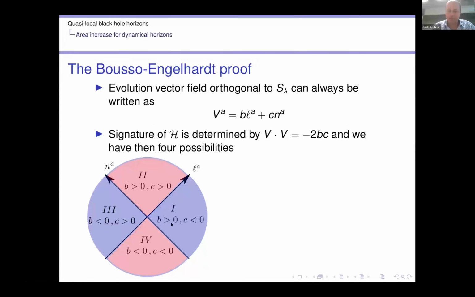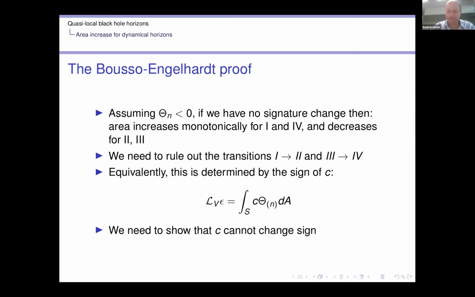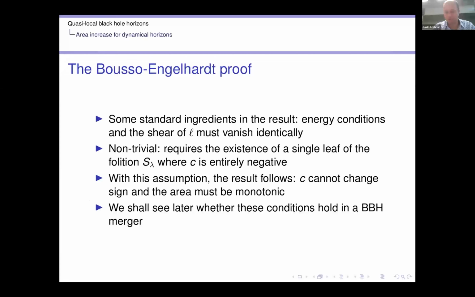Therefore, if you have a transition between 1 and 4, C is still negative here, so that doesn't affect the monotonicity of the area change. Same thing here, you can go from 2 to 3. The problem is if you go from 1 to 2. Then C changes sign, and that is the case that you have to worry about, in which the area will change in one direction in one regime and with a different sign in the other regime. And the main result shows that C, in fact, cannot change sign.